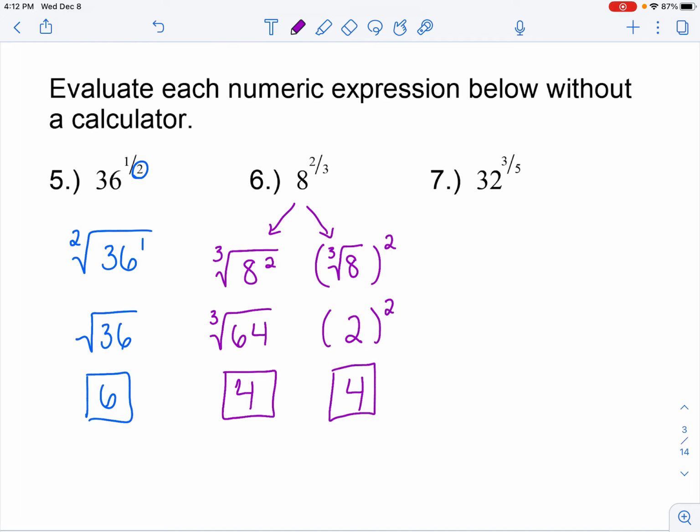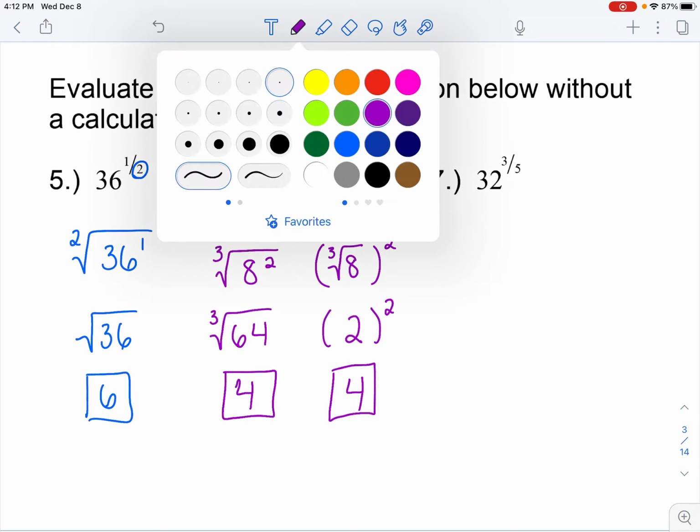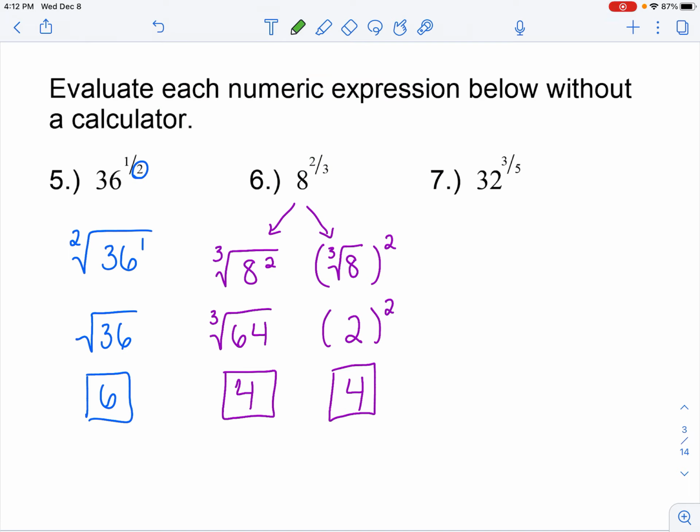So Ms. Mara, why on earth are you showing me 2 different ways to do the same problem? Well, here's why. Let's take a look at number 7. If I write that as a 5th root of 32 cubed, and I do not have a calculator, I don't want to sit there and figure out 32 times 32 times 32 and then try to find the 5th root of that. That's a number in the thousands or 10,000s.